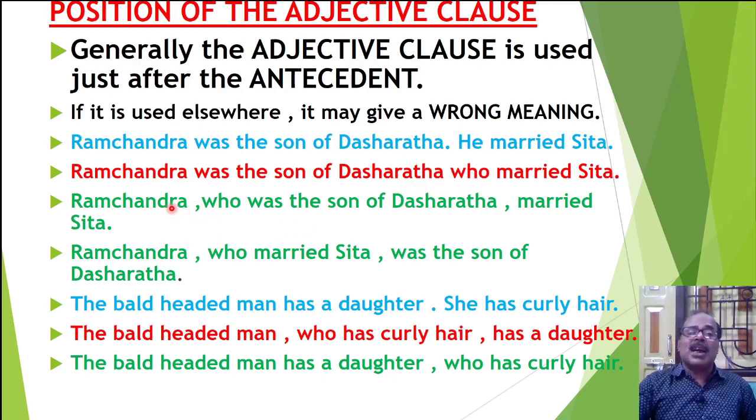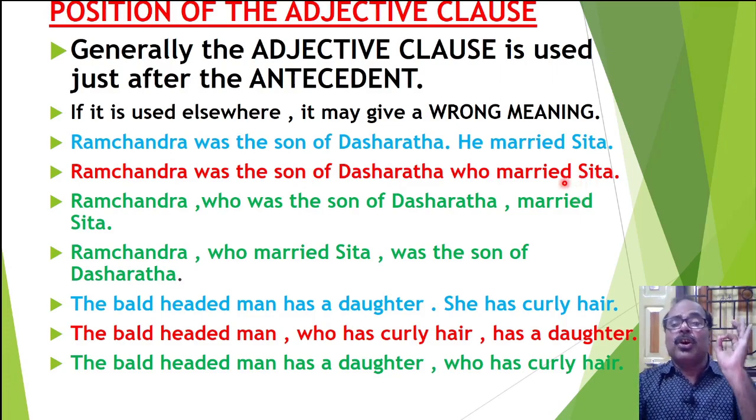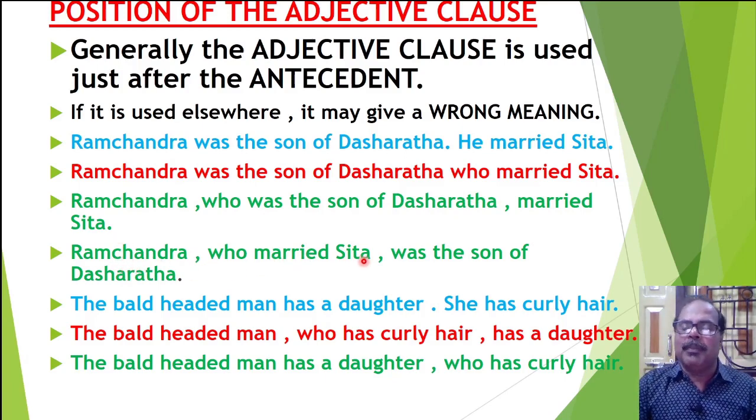Ramchandra was the son of Dasharatha who married Sita. It is the wrong one. The sentence gives a shocking meaning. We can make the synthesis in this way. Ramchandra, who was the son of Dasharatha, married Sita, or Ramchandra, who married Sita, was the son of Dasharatha.